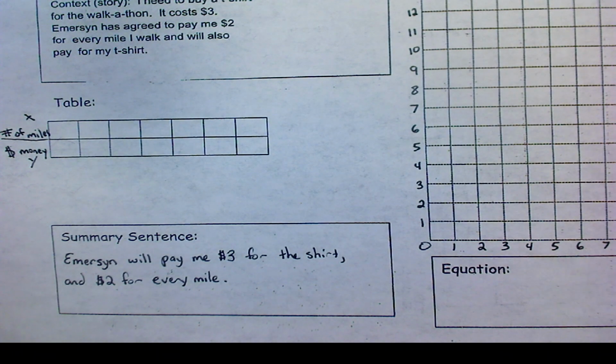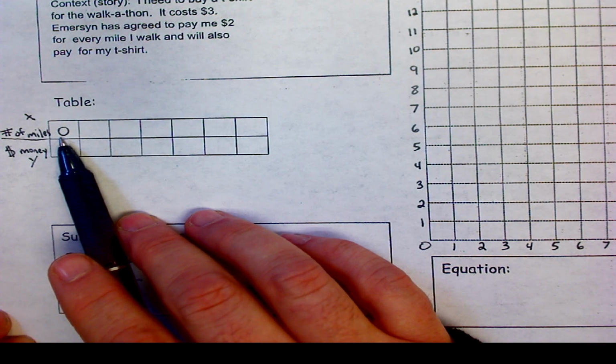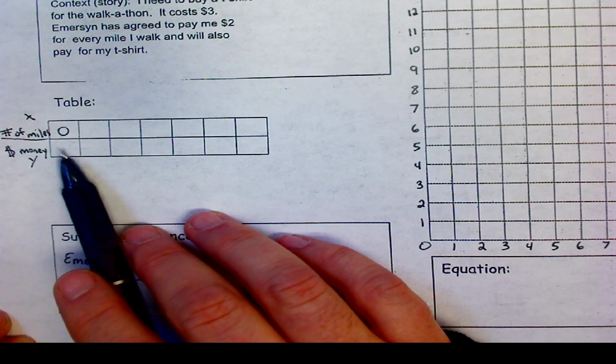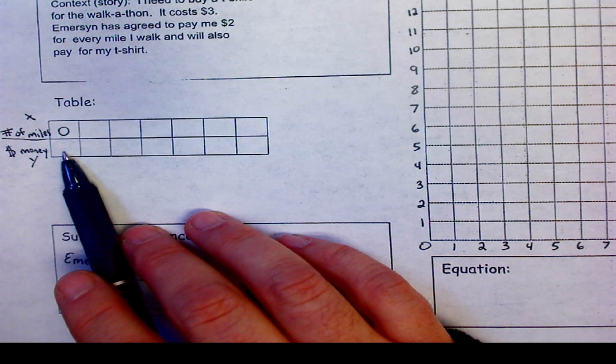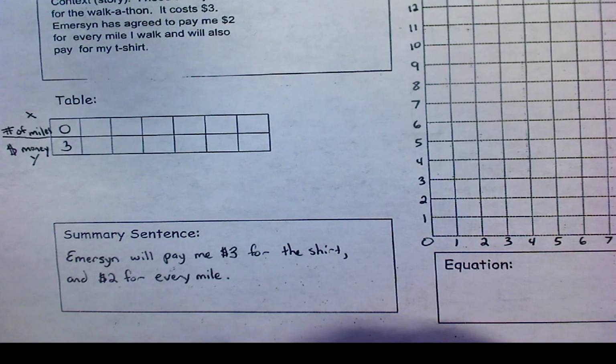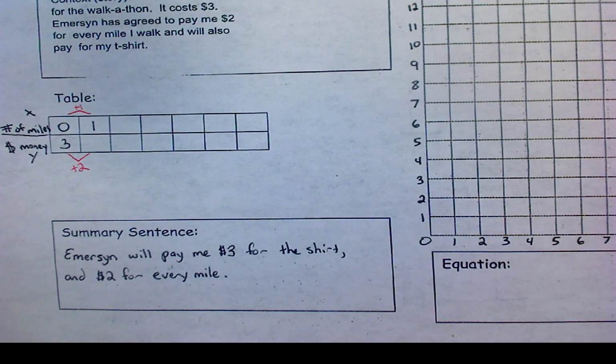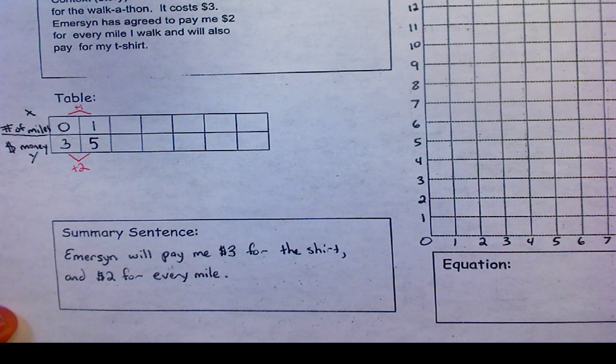So basically, if I show up, I get a free t-shirt, right? And if I show up, that means I've not walked anything in the walkathon, but I'm still getting the value of the shirt, and that shirt was worth $3. So this should be $3. But then if we go ahead and we walk 1 mile, then what takes place is that Emerson is going to give me another $2 on top of the $3 given for the shirt. And that's going to raise my total to $5.